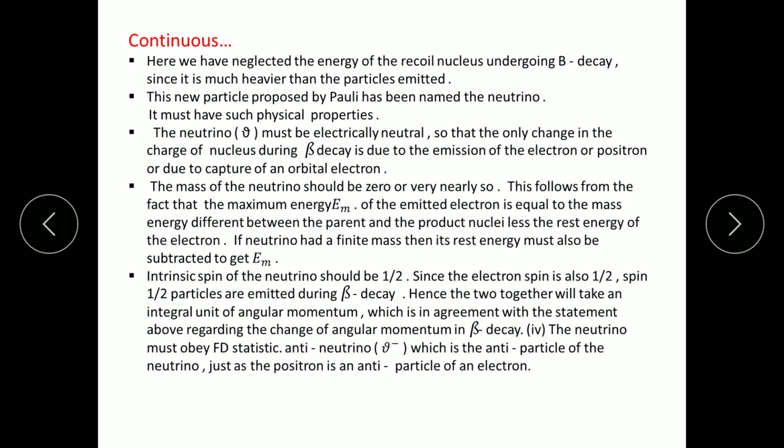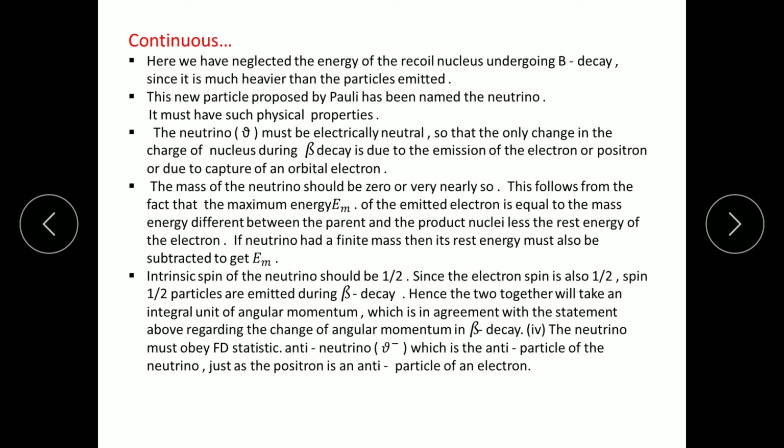Now see here, we have neglected the energy of the recoil nucleus undergoing beta decay, since it is much heavier than the particles emitted. Obviously, we neglect the recoil nucleus energy because it is much heavier. This new particle proposed by Pauli has been named the neutrino. It must have certain physical properties, and here we give the physical properties of the neutrino.